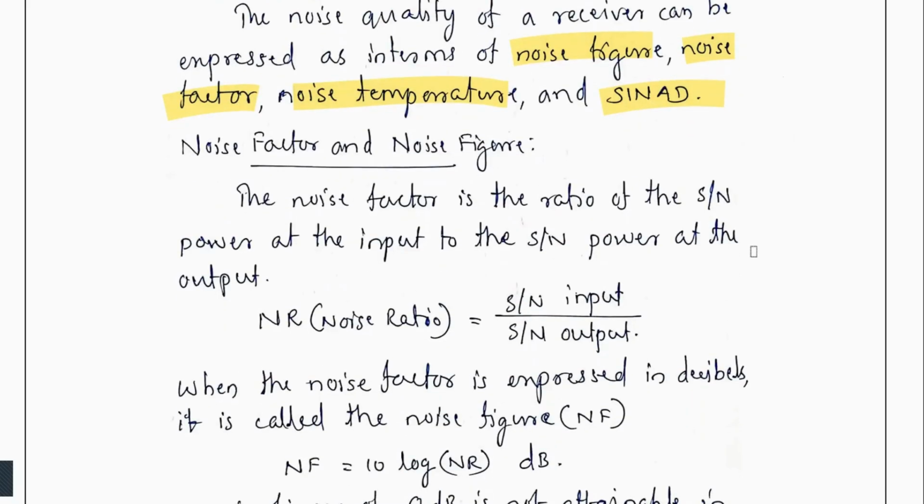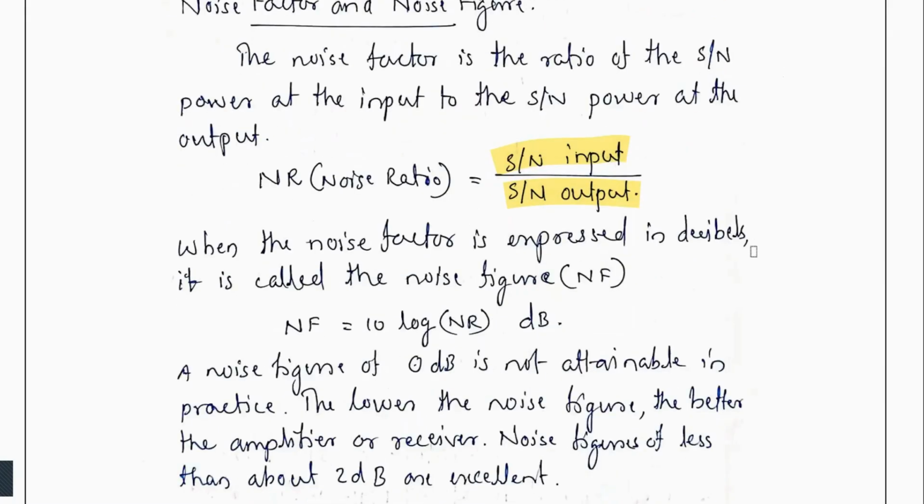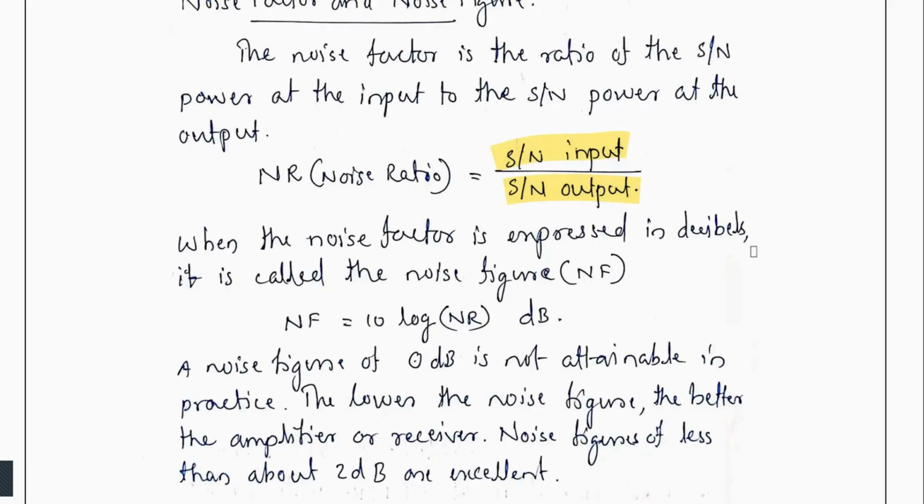The noise factor is what? It is the ratio of signal to noise power at the input to the signal to noise power at the output. So S/N input to the S/N output. When the noise factor is expressed in decibels, it is called the noise figure. So NF is noise figure. It is given by 10 log of NR.